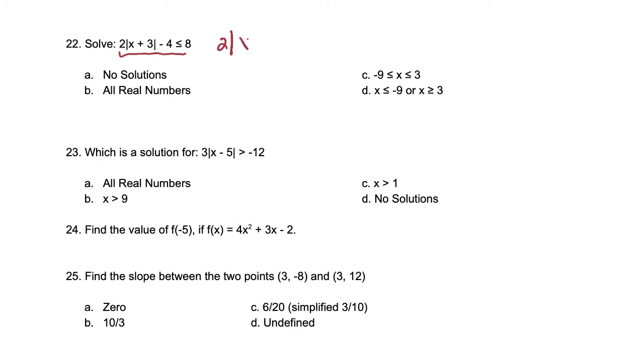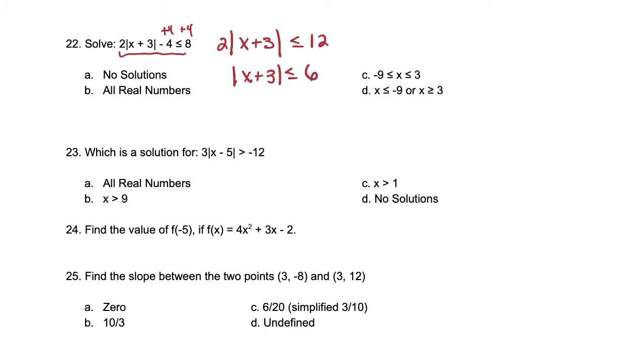So we're going to get that absolute value by itself. I'm going to add 4 to both sides, and I get 12 over there. Okay, that's just doing plus 4, plus 4. We'll divide both sides by 2, giving us a 6. And now we can write 2 equations.